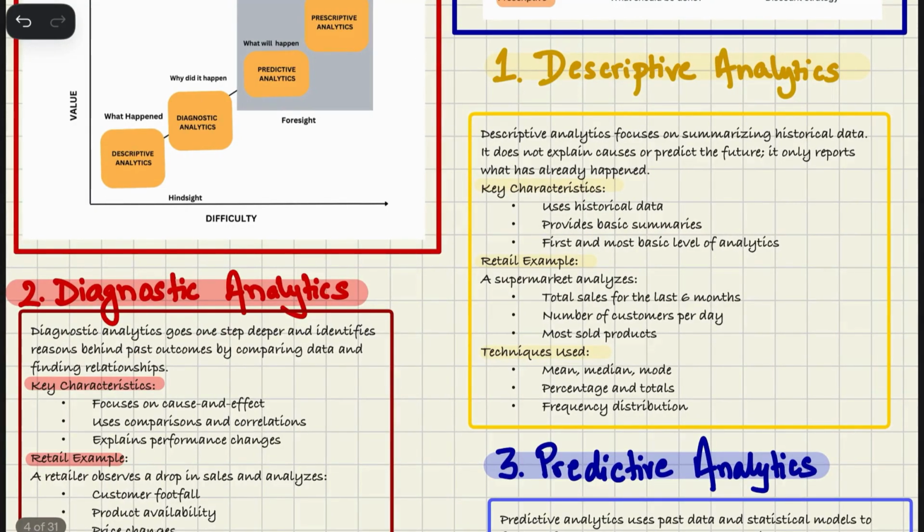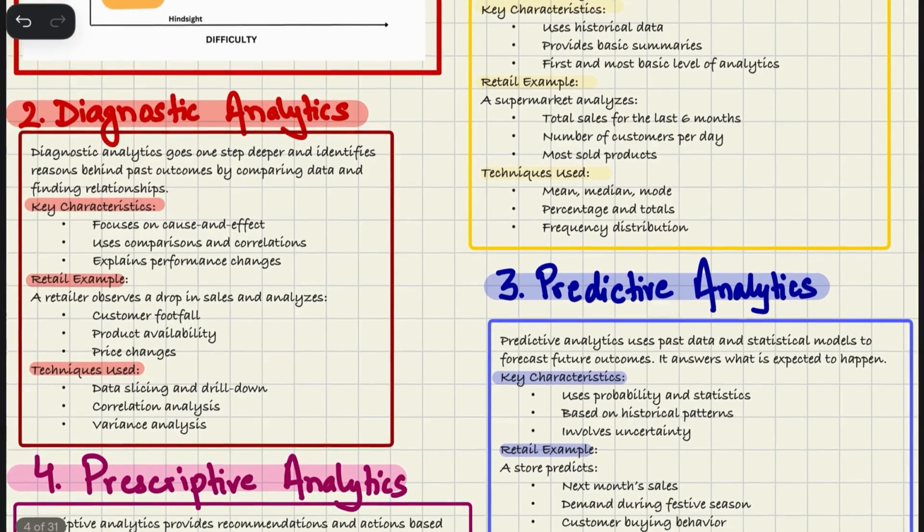So descriptive analytics focuses purely on summarizing the historical data, right? It does not look forward or explain why, it simply states the facts. For example, a supermarket analyzes total sales of the last month and number of customers per day. So we are just analyzing the data, right? We use techniques like mean, median, mode, percentage and total, and frequency distribution.